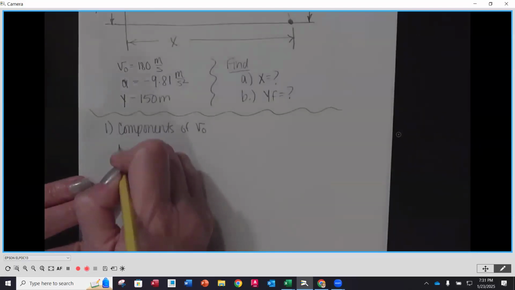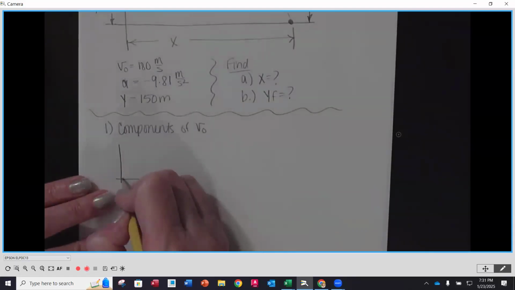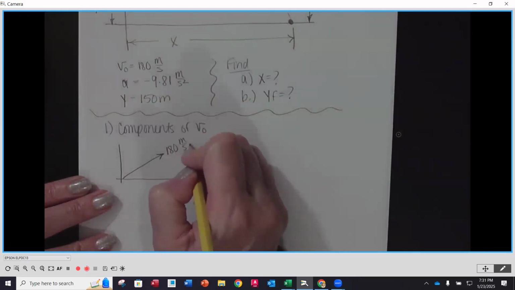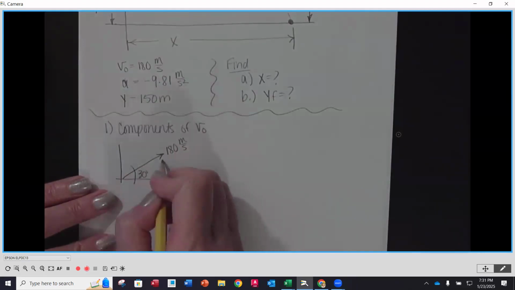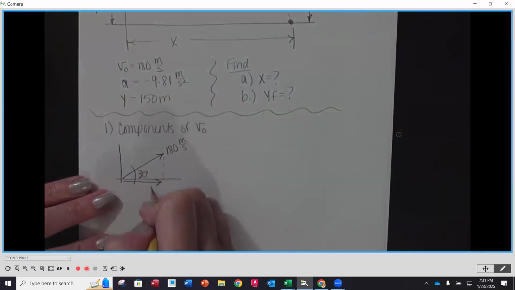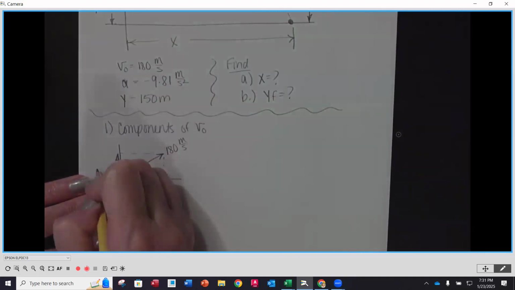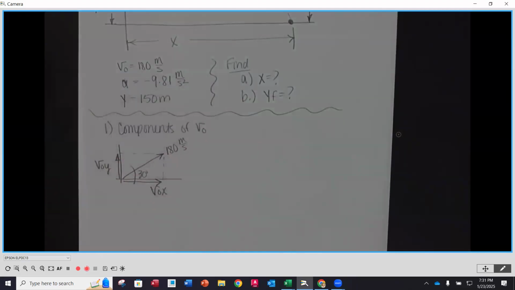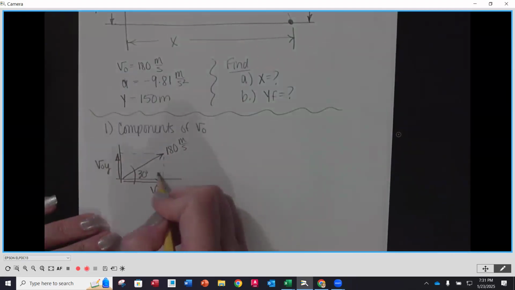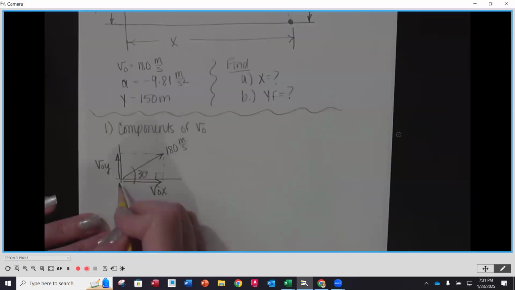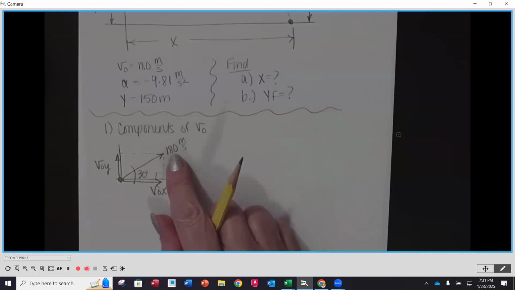So just so we can see it on the screen here, I'm going to draw a quick little coordinate system. I've got my 180 meters per second, 30 degrees. This is going to be my VOX, and this is going to be my VOY. We have a right triangle that's created here. Now remember, we don't float our VOY out here or our VOX up here. They have to start, and they are applied, at the tail of the 180 meters per second.